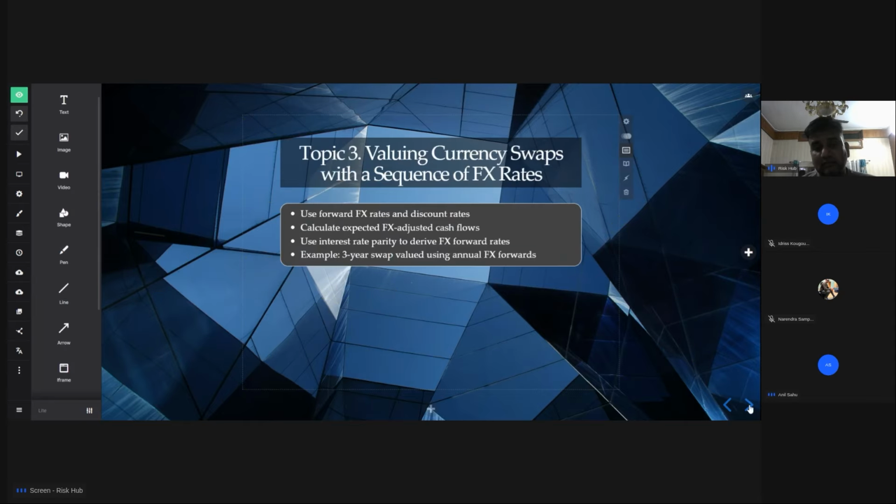All right, guys. Next part is some discussion about valuing currency swap with a sequence of FX rates. Basically, what is the discussion here? What your book wants to talk about is that you have to separate pure FX risk from your interest rate risk, right? You have to use your consistency. You have to use your interest rate parity. So no arbitrage exists between your FX forwards and the interest rate differential.